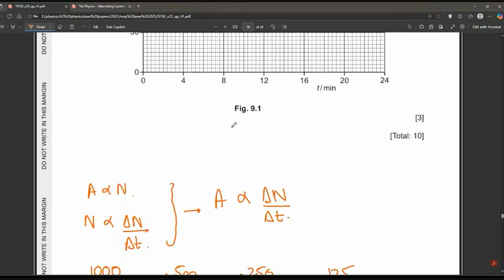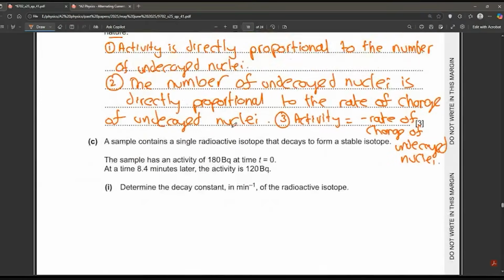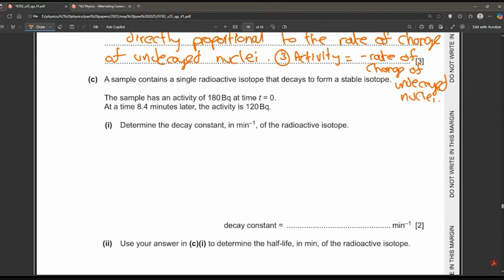Let's move ahead. Let's try this one. A sample contains a single radioactive source that decays to form a stable isotope. The sample has an activity of 180 becquerels. ये आ गई आपकी activity. At a time 8.4 minutes later, this is your activity. So let's say this is your A naught, this is your activity after 8.4 minutes.